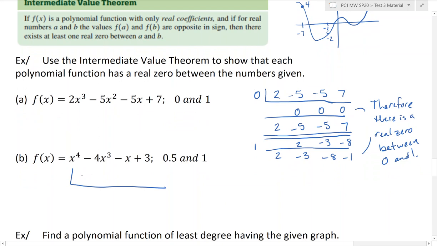Let's go ahead and write out our synthetic division table. So 1, -4, 0, -1, 3. Don't forget that there's a missing x squared there. And we're going to put in a half. So here we go. 1 times a half is a half. That is a -3.5. Let's go ahead and keep that as improper. That's a -7/2.